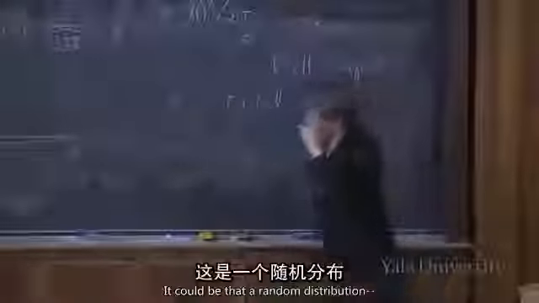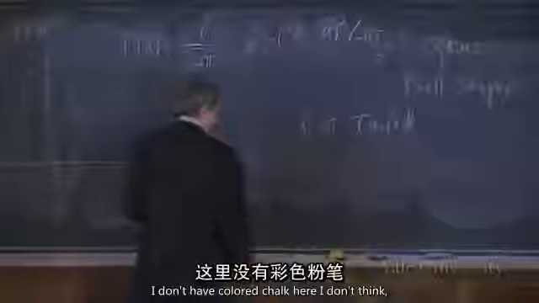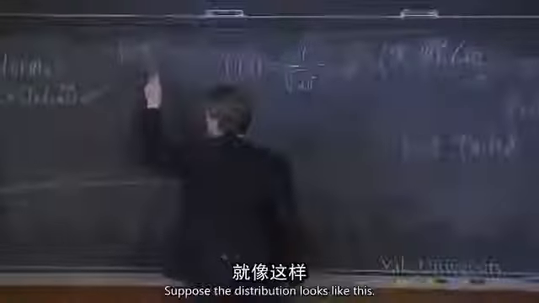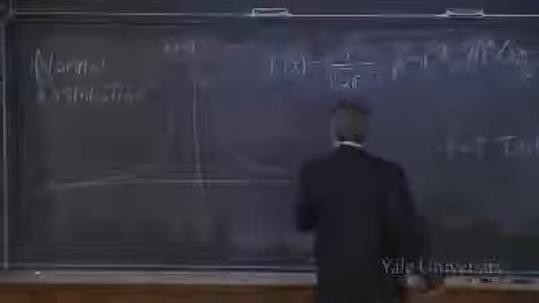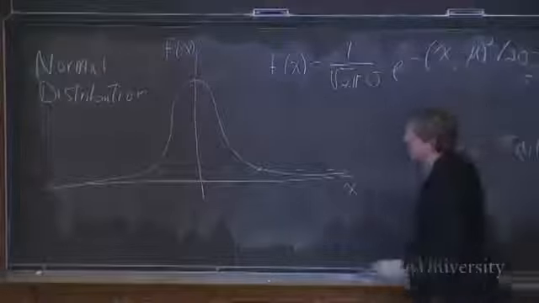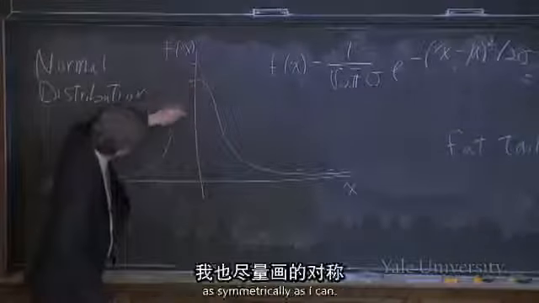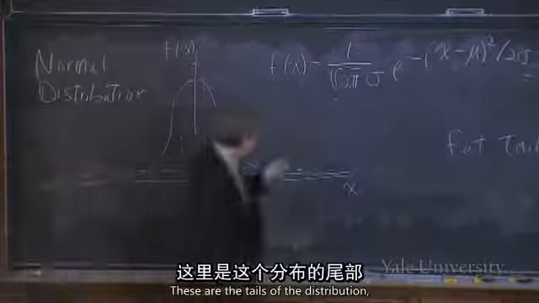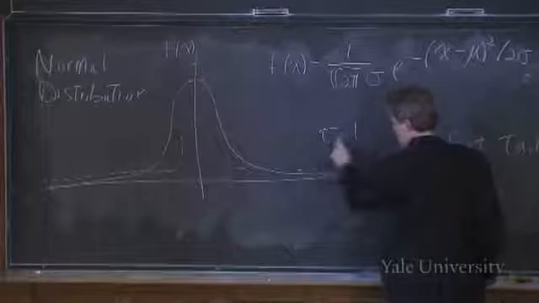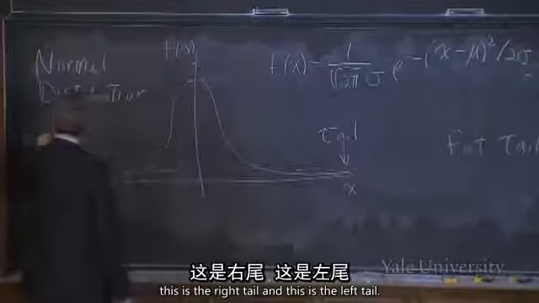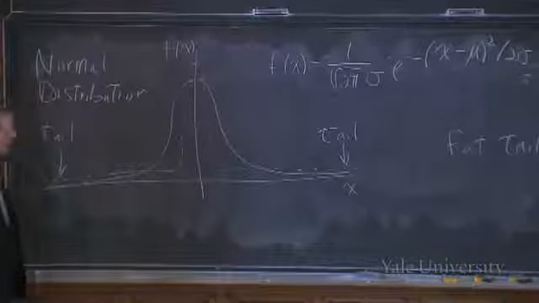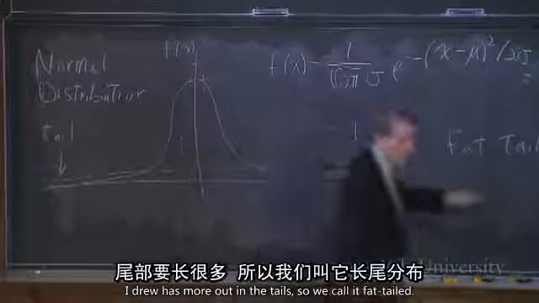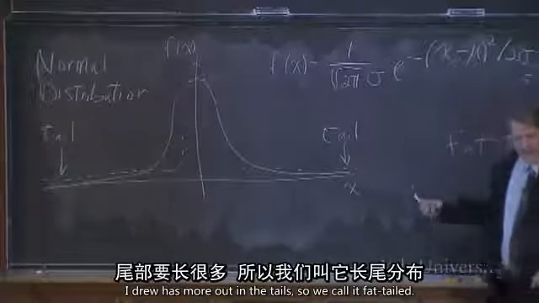So it could be that a random distribution, and I don't have colored chalk here, I don't think. No, so I will use a dashed line to represent the fat-tailed distribution. Suppose a distribution looks like this. And then I have to try to do that on the other side as symmetrically as I can. These are the tails of the distribution. This is the right tail, and this is the left tail. And you can see that the dashed distribution I drew has more out in the tails. So we call it fat-tailed.